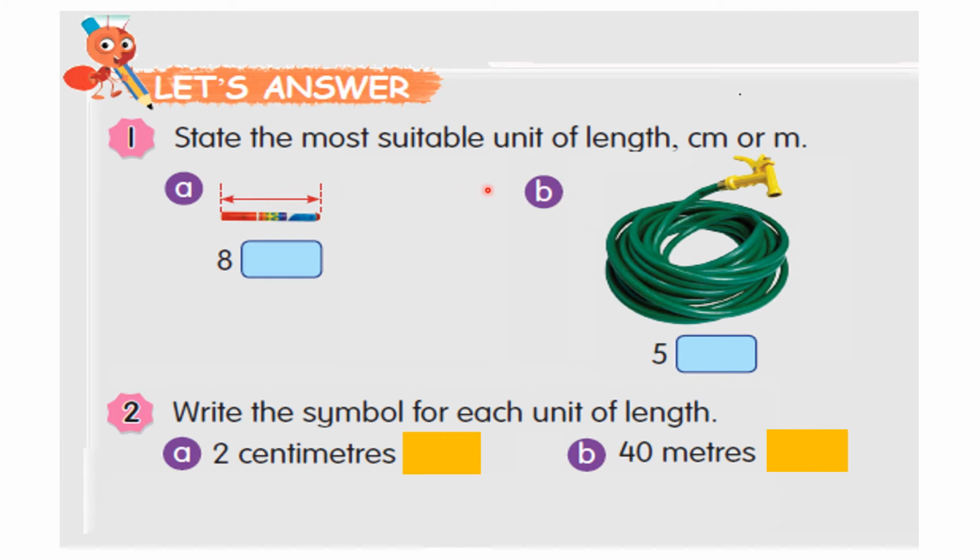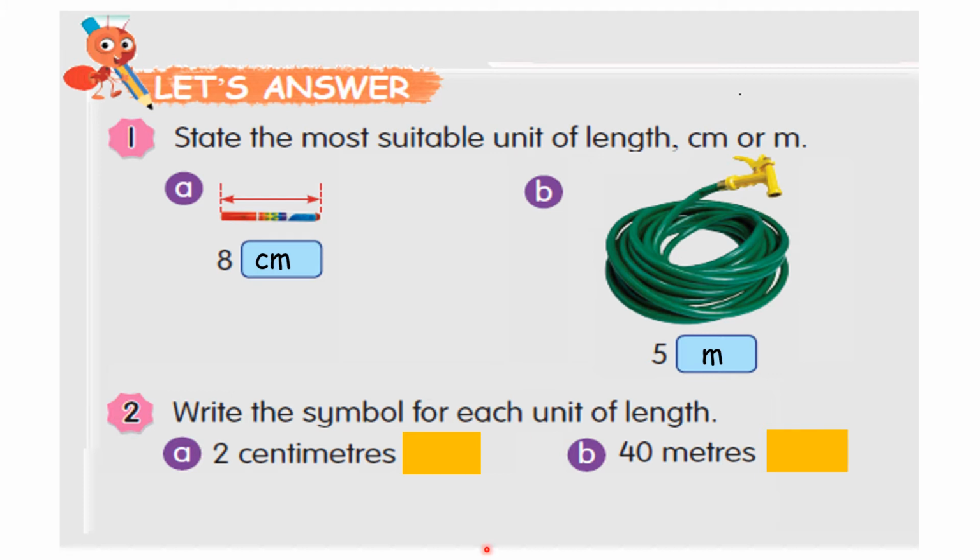Okay, state the most suitable unit of length, cm or m. The first one, is it at cm or at m? It is at cm, centimeter. How about the second picture? The rubber hose is longer than this one, so it is in meter, 5 m.